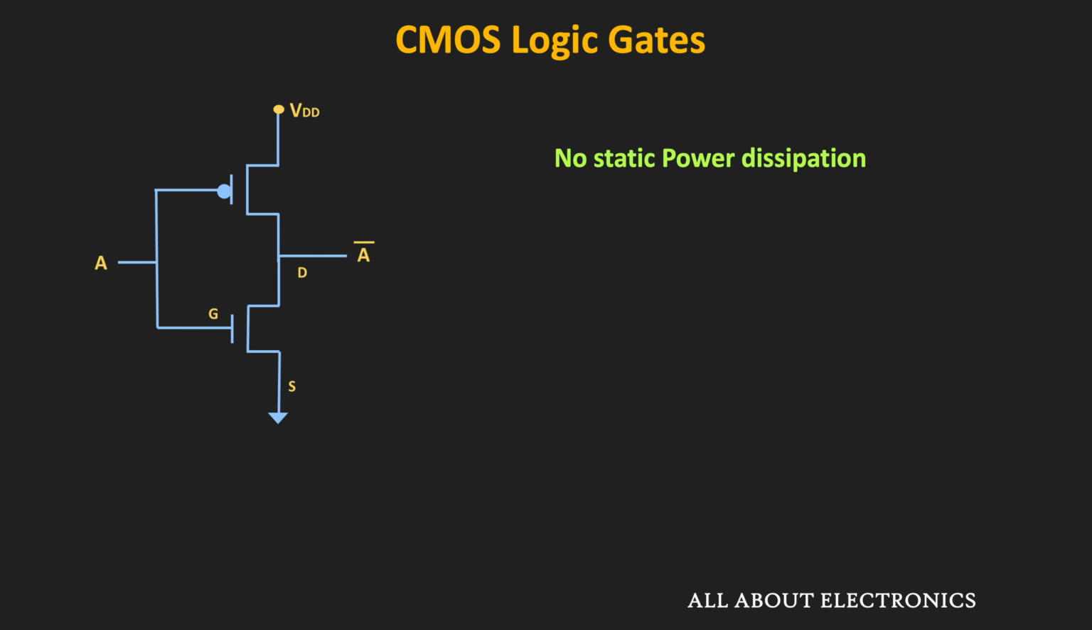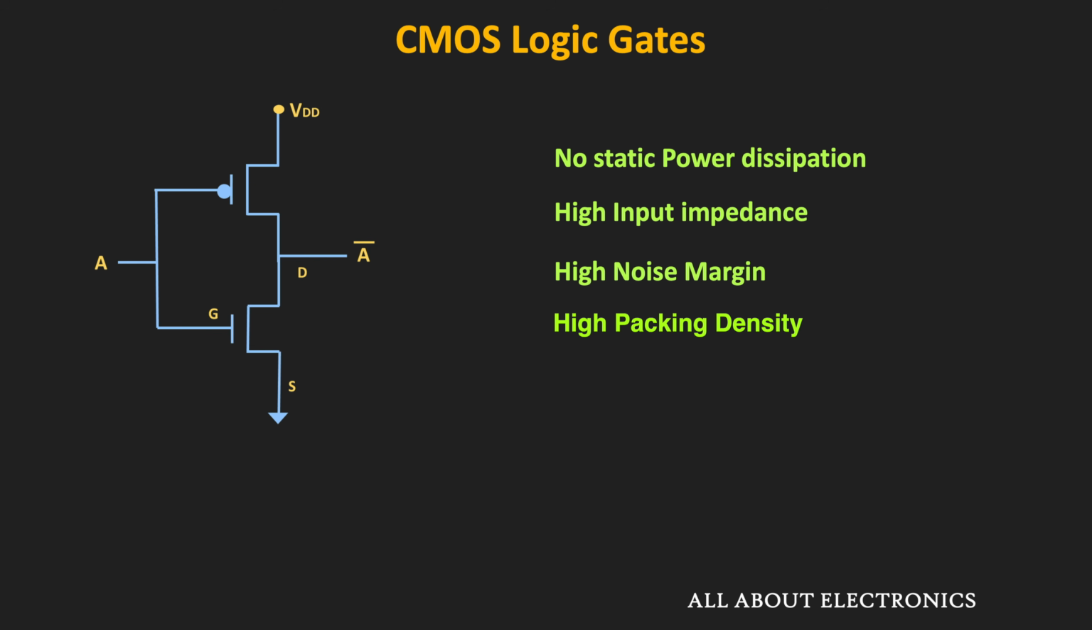Moreover, it also offers high input impedance, and the noise margin of the CMOS logic is also very high. That means the logic high is very close to VDD and the logic low is very close to 0 volt. Apart from that, this logic also offers high packing density. That means in the same size, it is possible to fit more transistors.